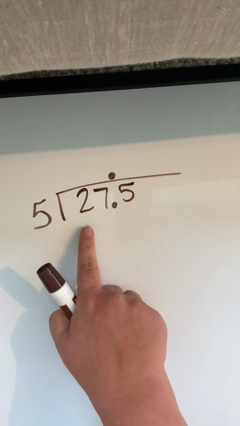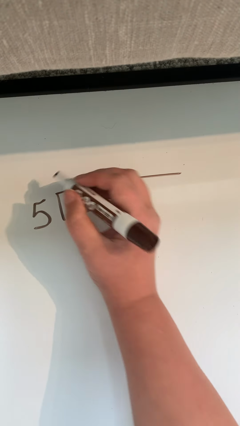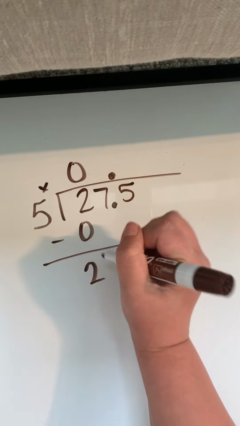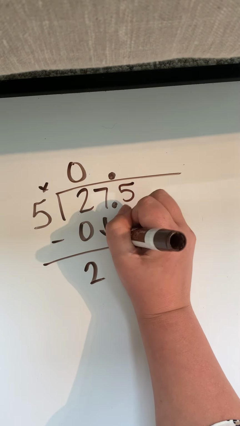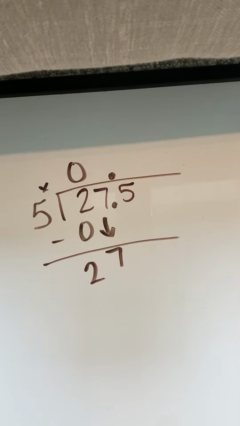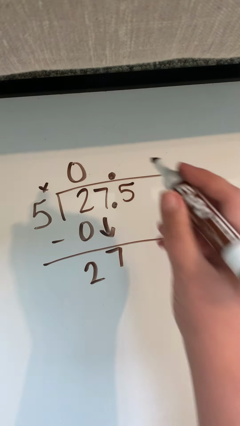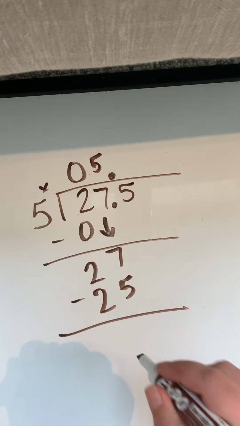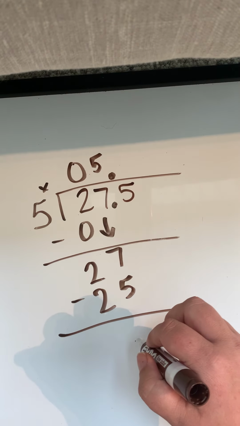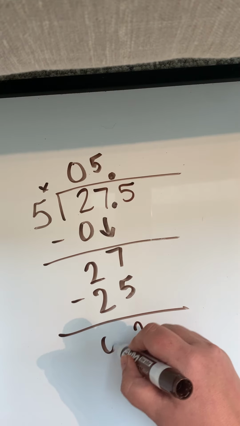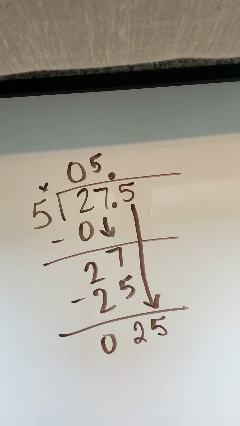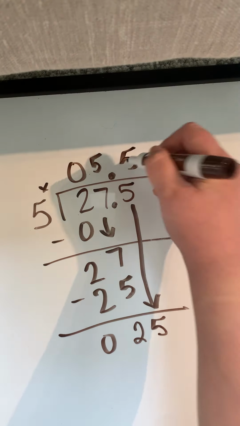5 times what gets me close to 2? 0, good job. Okay, so I put that there. All right, now I bring down my 7. 5 times what gets me close to 27? 5, excellent job. Okay, 7 minus 5? Good. Bring down my 5. All right. 5 times what gets me to 25? 5. Excellent.